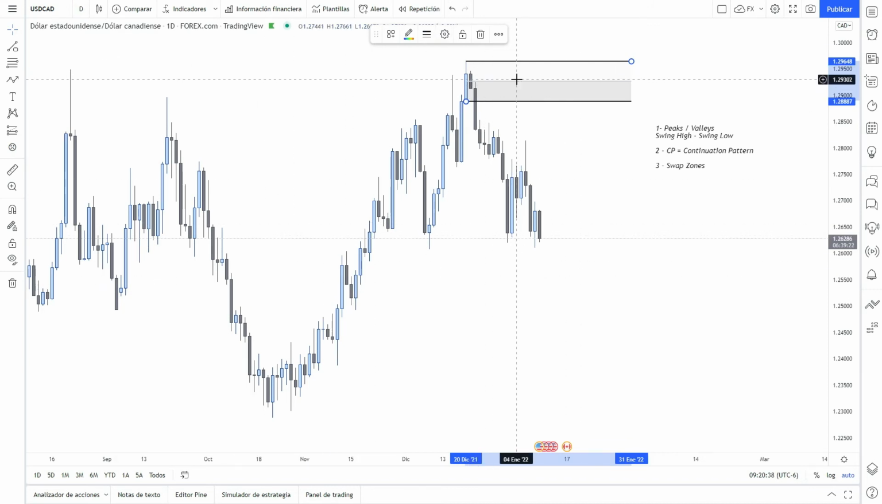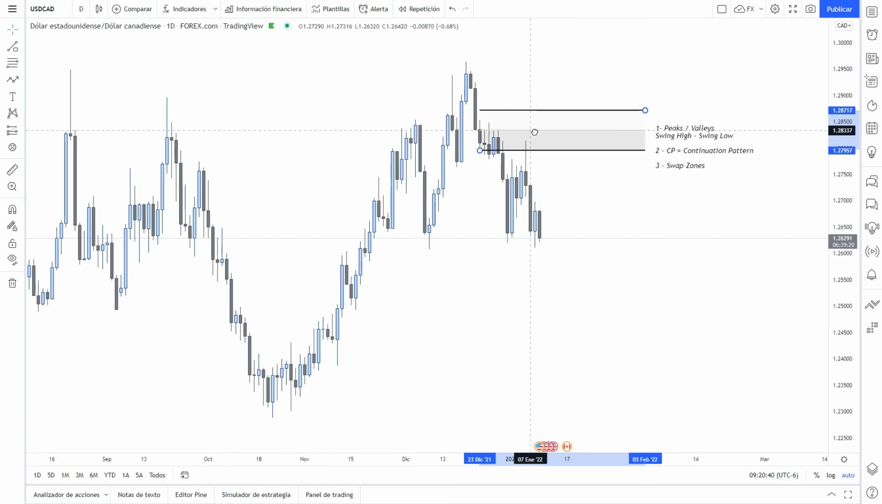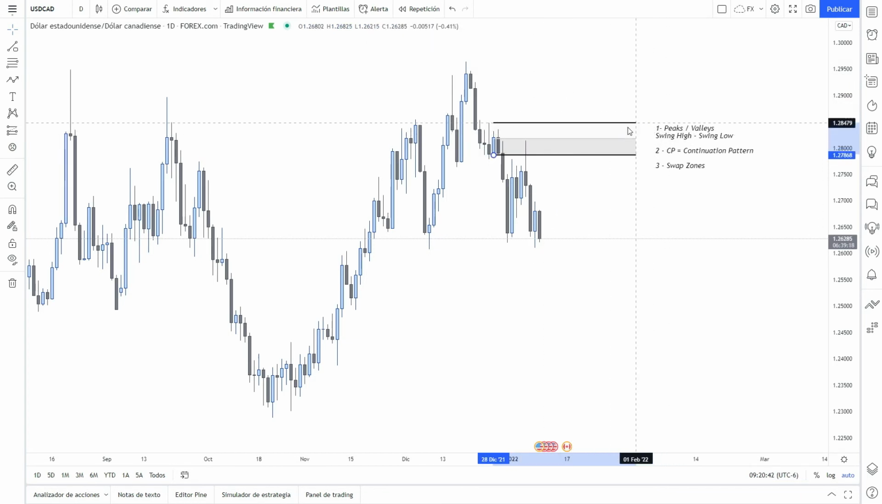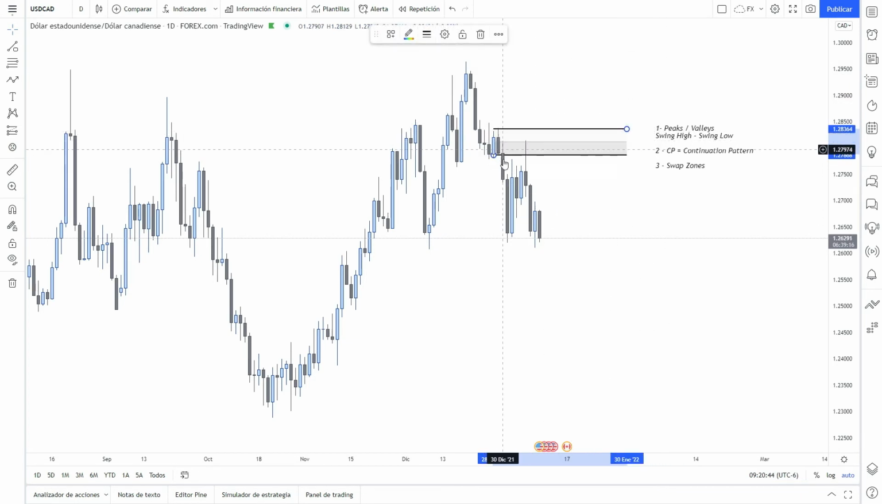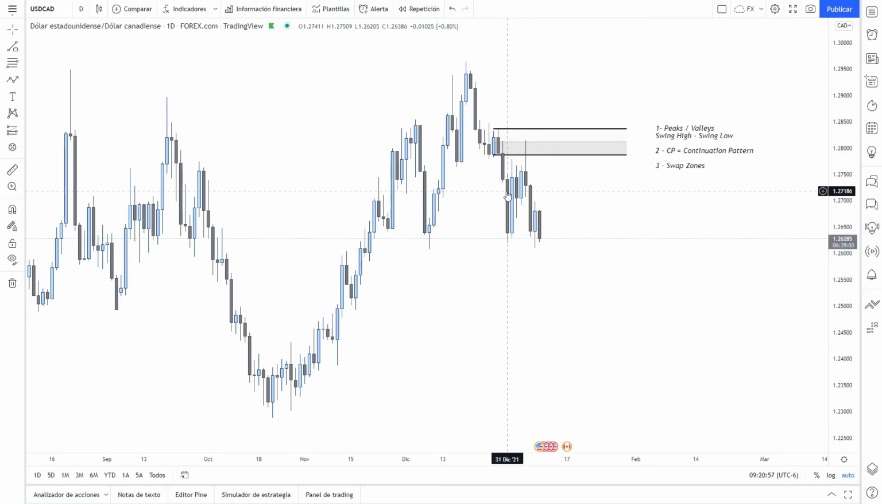Now it's the same thing for the CP levels. We have a strong movement to the downside, a strong push, price reverses to the zone, and then drops again. But if you see, all rules are applicable here. So that's basically peaks and valleys.